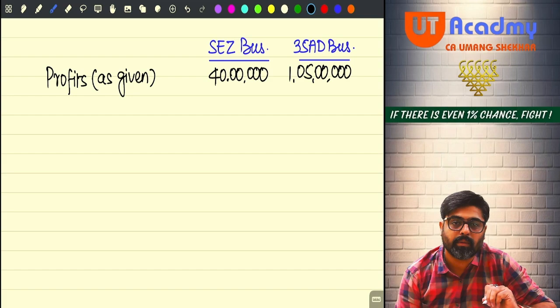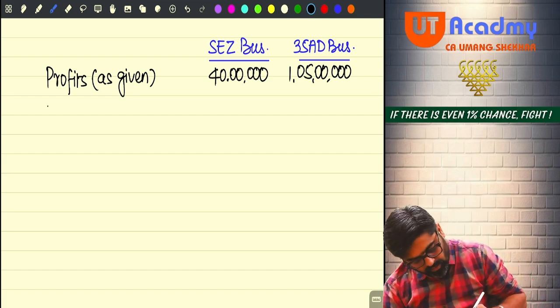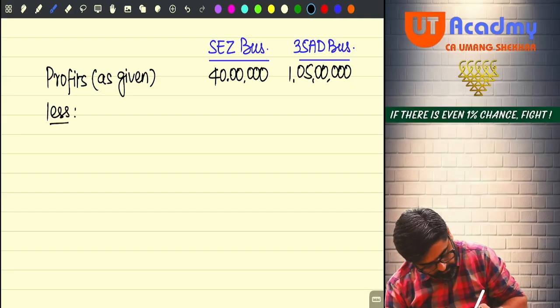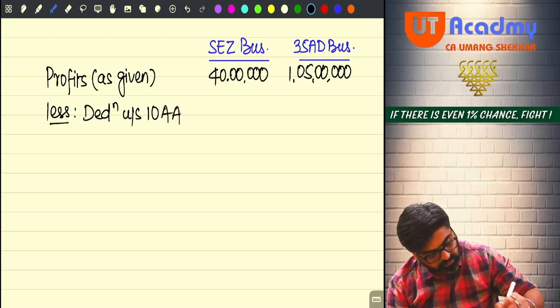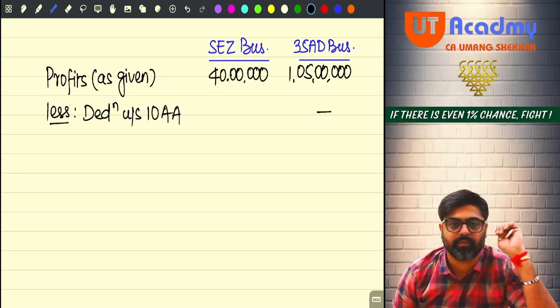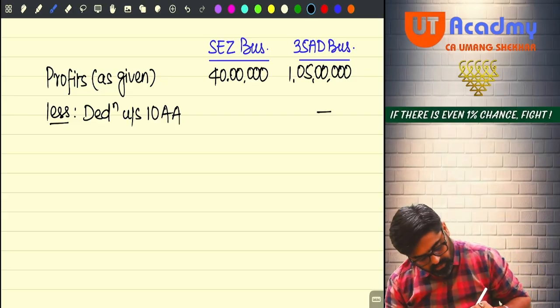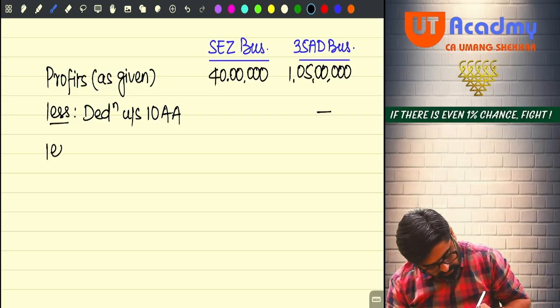Now see, from both the profits now, I am supposed to take some deduction. I am going to take deduction under section 10AA from the first business. Then I cannot take it from 35 AD. I will take 35 AD deduction.